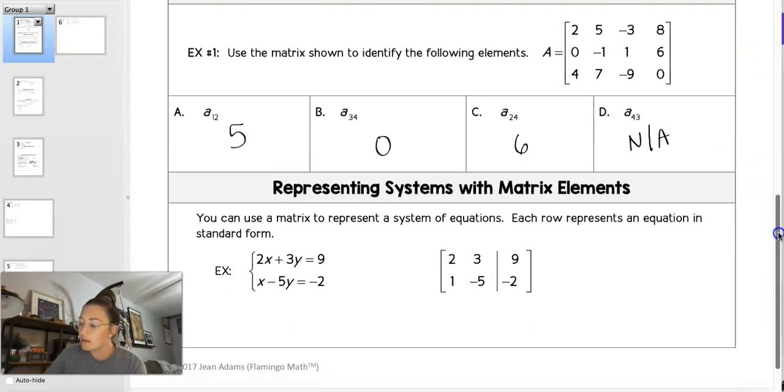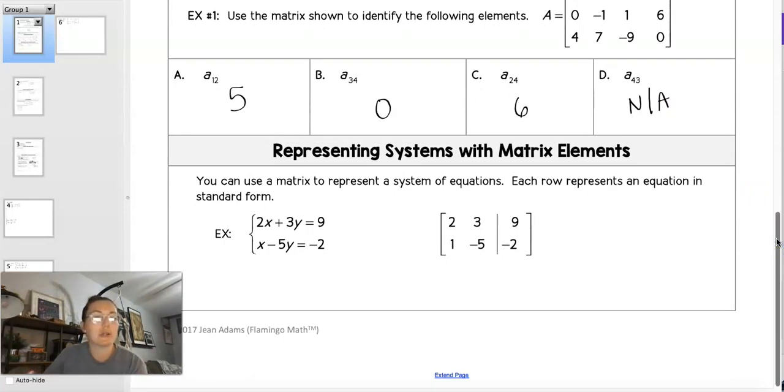Alright, so now let's go ahead and understand, what is a matrix? What is it representing? Why would we use this? What is it for? We use this with systems. This whole unit we've been working on systems. We've done 2 variable systems, and then the last lesson you learned about 3 variable systems, which are a lot more complicated. So this is what it represents.